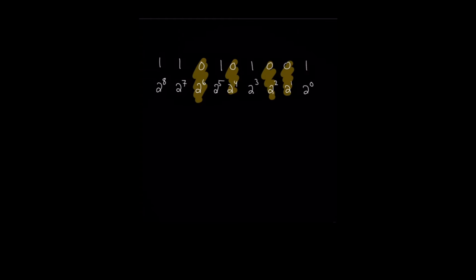Here, 2 to the power of 0 will be 1. 2 to the power of 3 will be 8. 2 to the power of 5 will be 32. 2 to the power of 7, 128. 2 to the power of 8, 256. So we add all of them together and we will get 425.